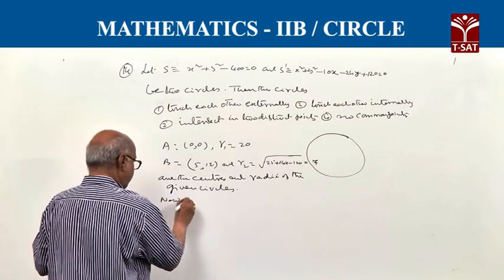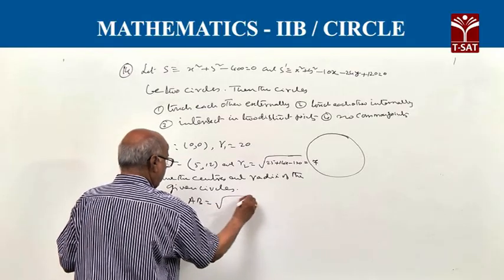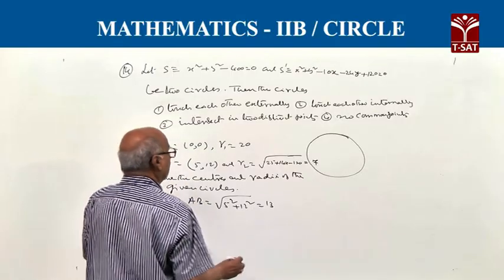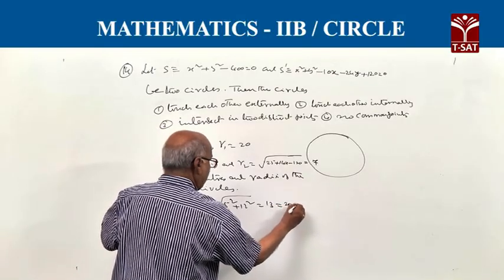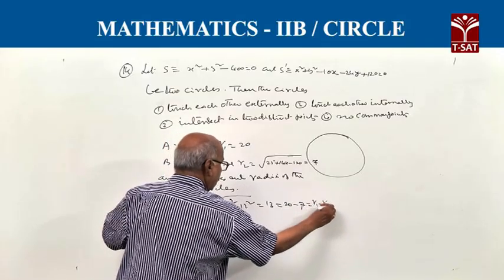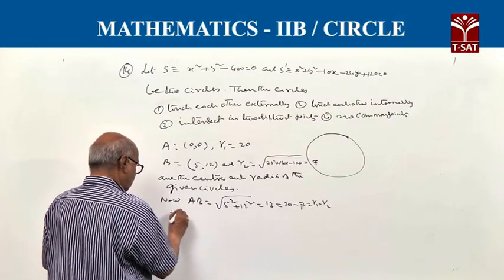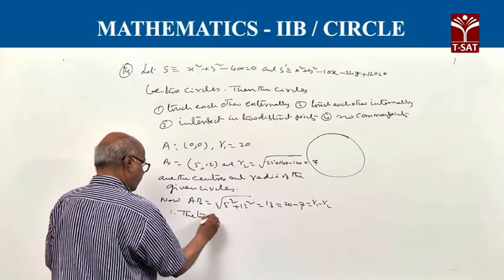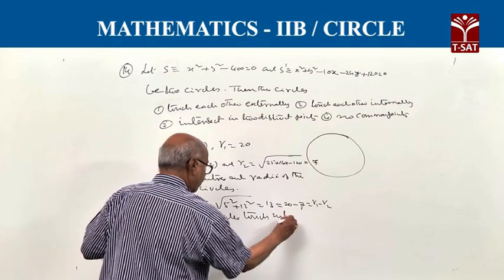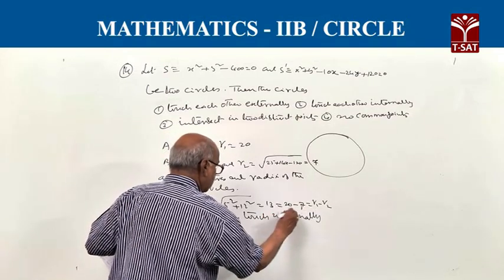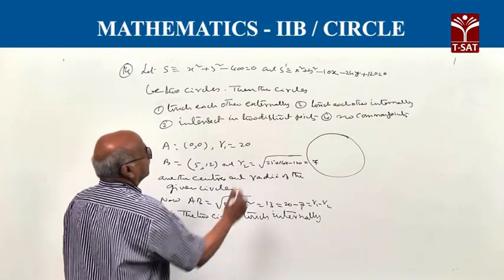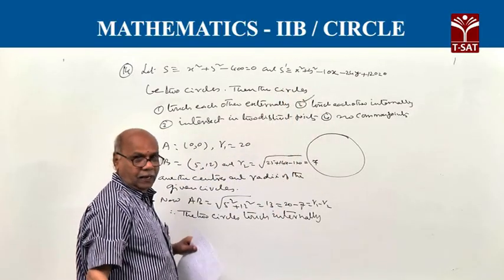Now, distance AB is square root of 5 square plus 12 square, which is equal to 13, which is nothing but 20 minus 7, which is R1 minus R2. So, therefore, the two circles touch internally. The correct option is option number 2.